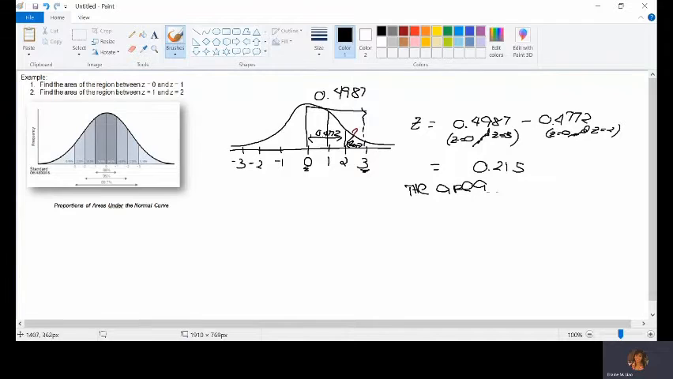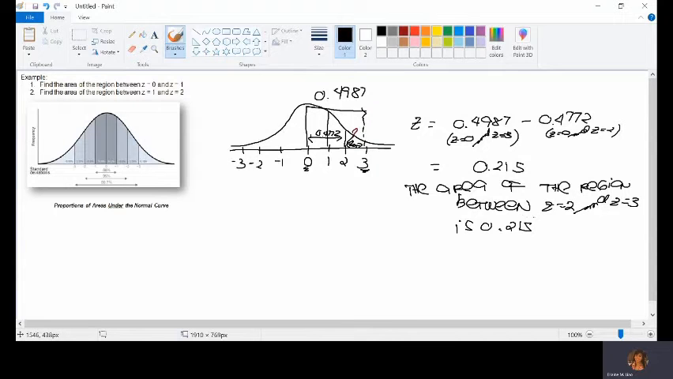So therefore, the area of the region between z equal to 2 and z equal to 3 is 0.215, or we can say that is 2.15%, which we can also see here. Okay, and so on and so forth.